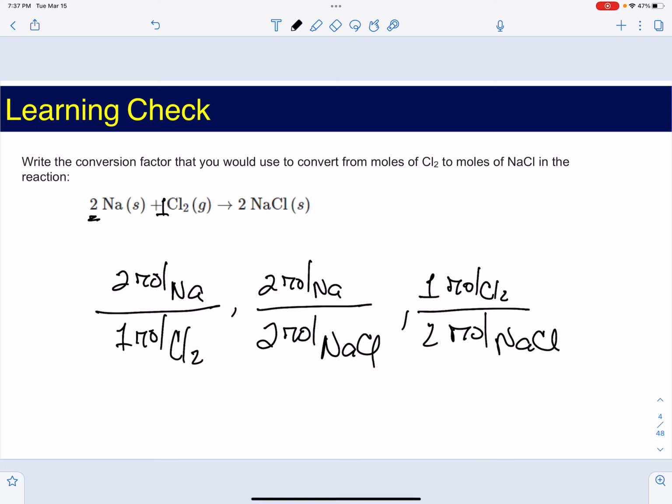So all I did was relate the moles of Na to the moles of chlorine to the moles of sodium chloride. I use every single coefficient by pairs on the equation, and that's how I relate quantities given a balanced equation. Once you have a balanced equation, you can find conversion factors just by using the coefficients as moles or molecules.